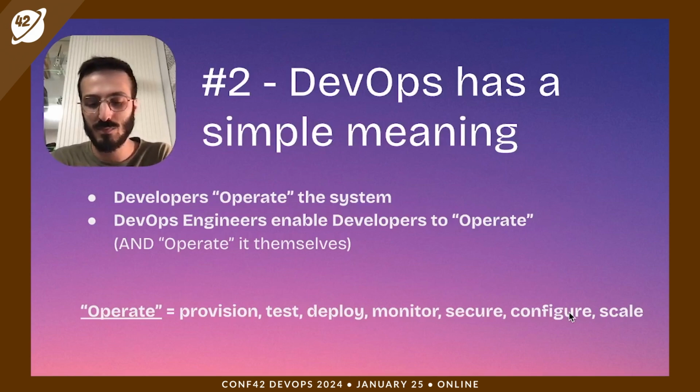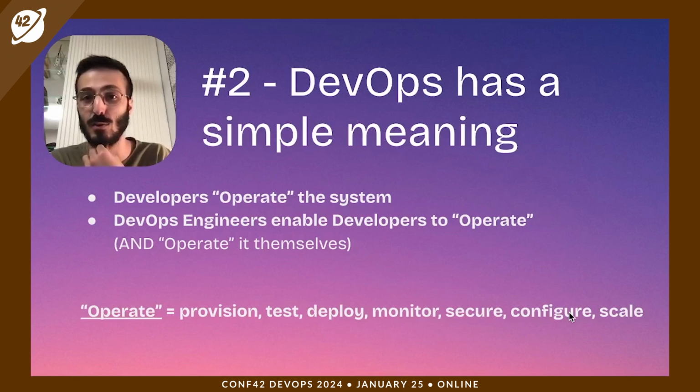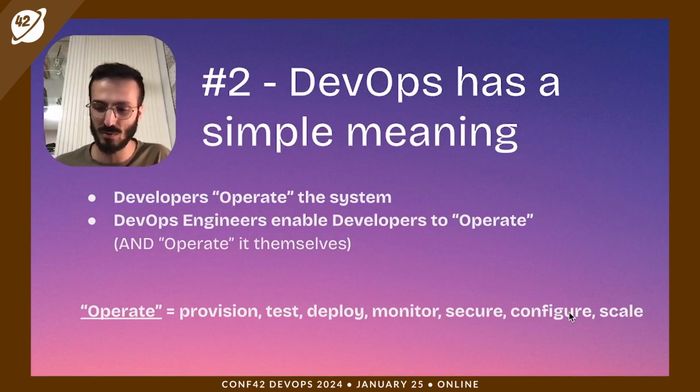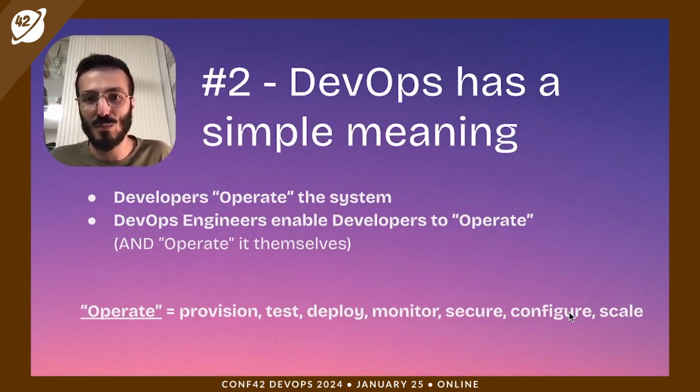So second thing is DevOps has a simple meaning. I know some people won't agree with this definition, but I'm using it because I find it useful, and so many companies that adopted this definition found it easier to go forward with DevOps. So the idea is this. Originally, it's a culture. Originally, I think somewhere in 2008, it was just about the idea that developers and operators should work together. In practice, today, the definition is that developers operate the system, and I'll say what it means in a sec.